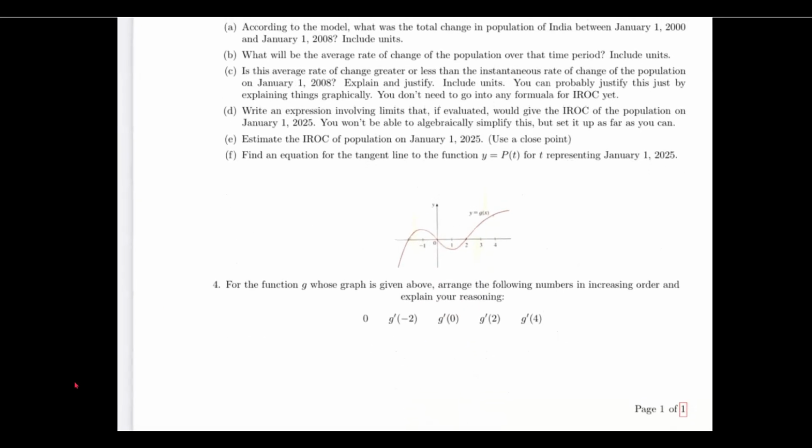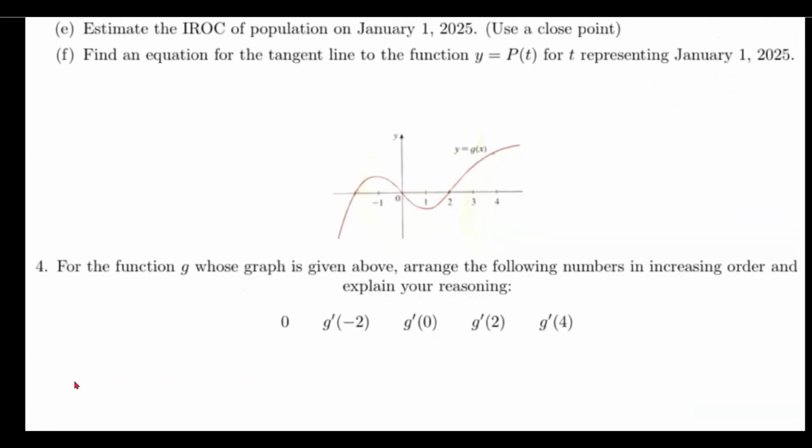The last problem is you've got this picture and they ask you to put in order all of these things. So 0 is given to you. That means everything that's negative has to come before 0. Everything that's positive on this list has to come after 0. Some of these are negative and some of them are positive. The best bet is probably to draw a tangent line at each of these x values and see what you think the slopes of those tangent lines are, how they would look in numerical order.